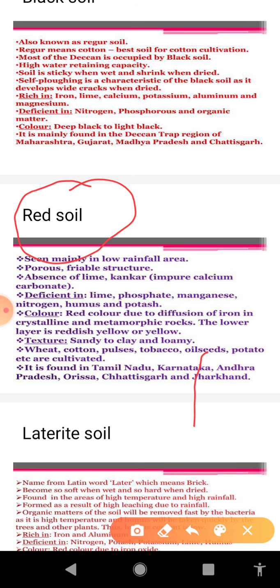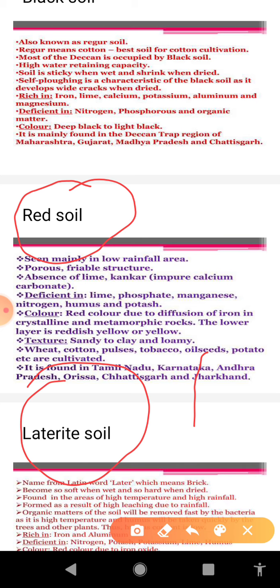With regard to the laterite variety of soil, this variety of soil is formed by intense leaching due to heavy rainfall. So what is leaching? In very simple sentence, the process by which the soluble part of the soil is carried away by a stream of water or rainwater in the form of solution is known as leaching. As this soil is formed by the process of leaching, in general it is infertile in nature.